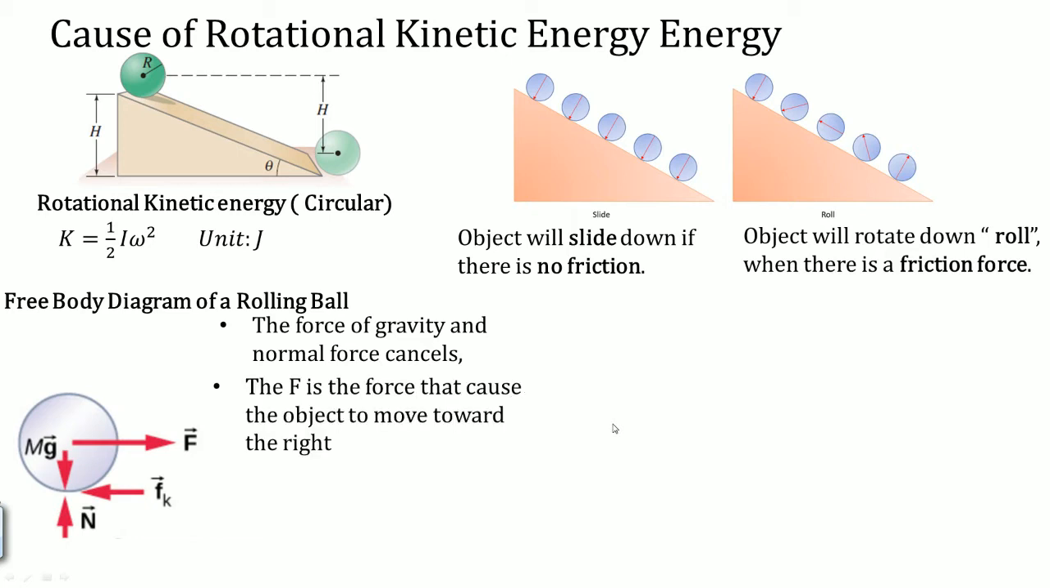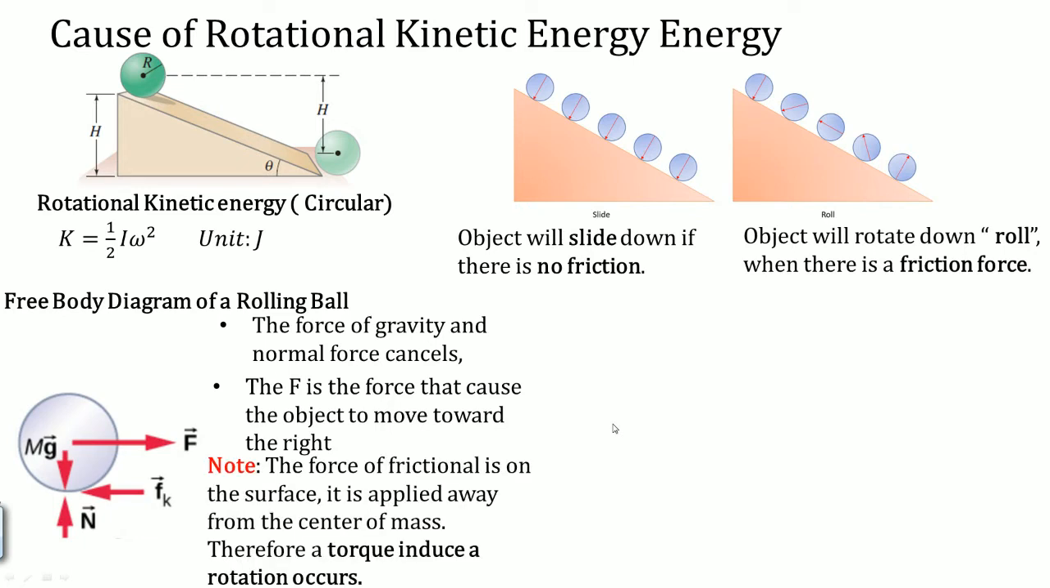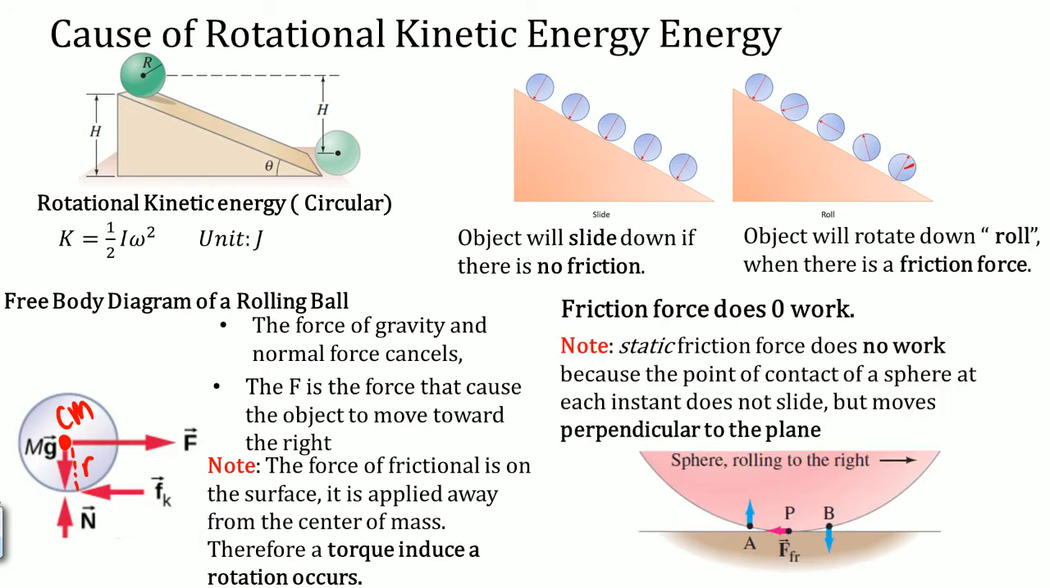The F is the force that causes the object to move to the right. Please note that the friction force here is on the surface and it is applied away from the center of mass. Here is the center of mass. And notice that the force is applied a distance r away. Because the friction force is applied at a distance away from the center, there is a torque that causes the rotation to occur. This should explain why the object rotates. It is because the friction force is applied away from the center of mass, causing the circular object to rotate.